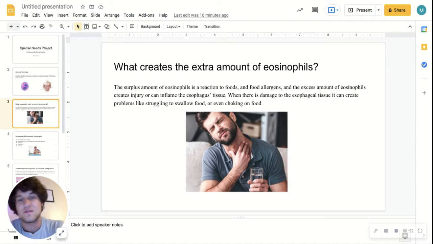And then what creates the extra amount of eosinophils? The surplus amount of eosinophils is a reaction to foods and food allergens, and the excess amount of eosinophils creates injury or can inflame the esophagus's tissue. And when there is damage to the esophageal tissue, it can create problems like struggling to swallow food or even choking on food.